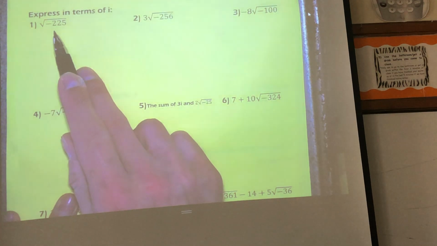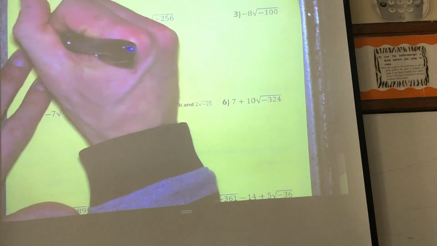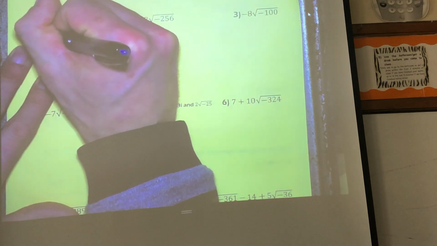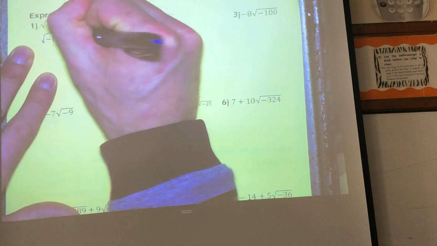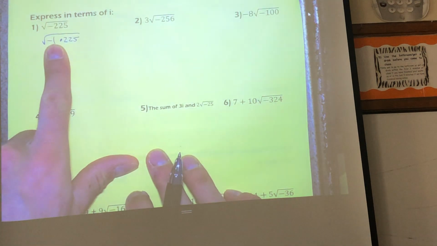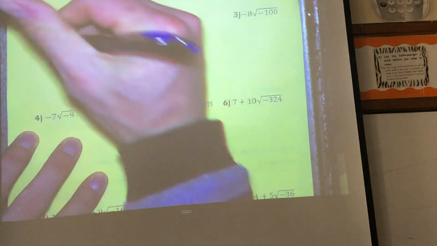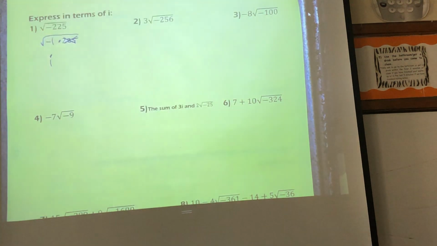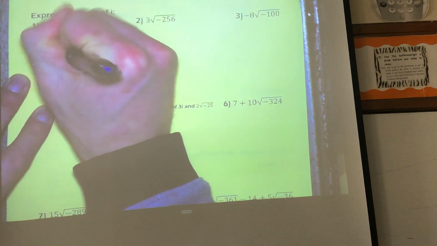So for this one, can't plug that into our calculator because you'll get an error for a non-real solution. So I'm going to rewrite this as square root of -1 times the square root of 225. We know the square root of -1 by definition is i. And the square root of 225 in your calculator is 15. So your correct answer for this one would be 15i.